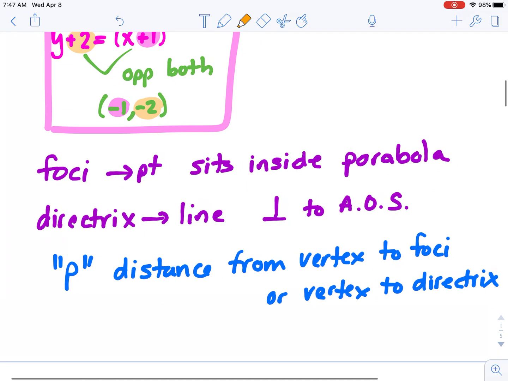The foci will always sit inside the parabola, and the directrix is a line that's perpendicular to your axis of symmetry. Remember, for a directrix, you always want to have an x equals or a y equals to describe the line. Your p-value is the distance from the vertex to your foci or the vertex to your directrix.